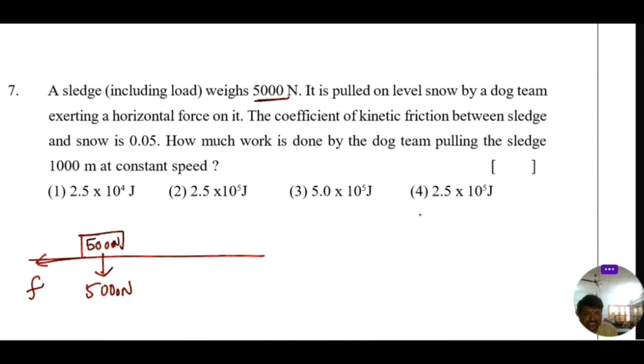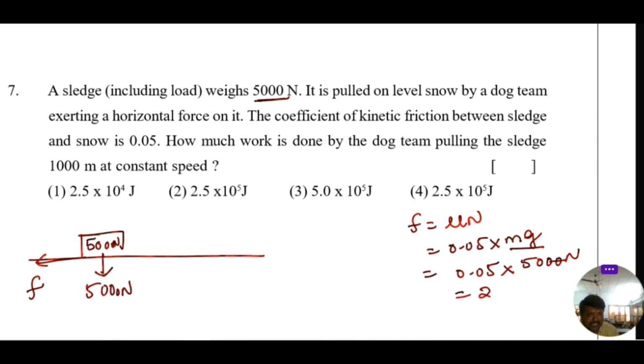So friction is equal to, already we know very well, mu N, and mu is 0.05. N means normal reaction. In this situation normal reaction is equal to mg, so 0.05 times mg. mg means nothing but weight, that is given directly as 5,000 Newton. So the 0.05 times 5,000 gives 250 Newton. Friction is 250 Newton, and it is kinetic friction between sledge and snow.